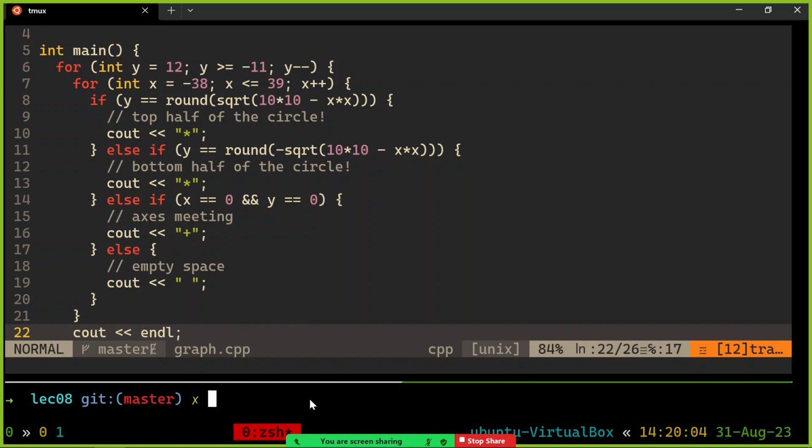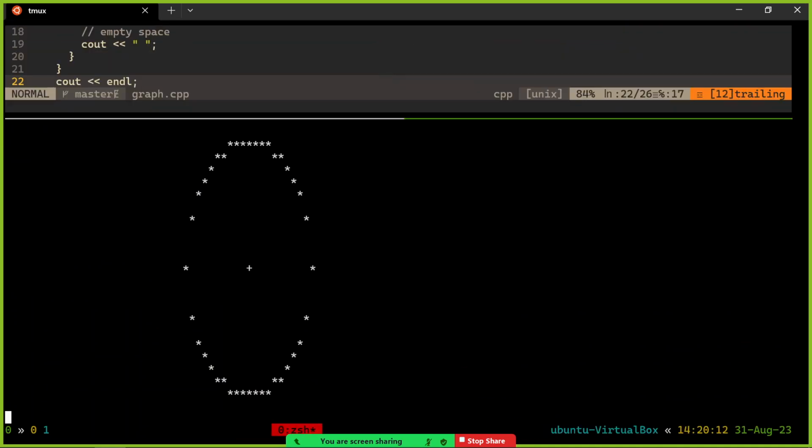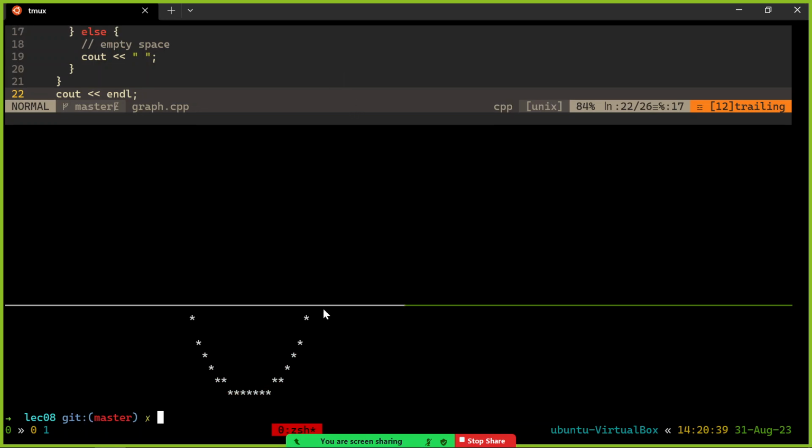That's the final code. And if I compile and I run, I get a beautiful circle displayed. Wow, look at it. Stars and plus for the axes meeting. And so every time we're within the body of that innermost for loop, we're printing a single character. It's either a star or a space or a plus. We need to print something so that we're ready to have the next coordinate in the next spot. Can't just print nothing, otherwise it'll all be jumbled together. Gotta remember those spaces. But that's the final output. Look at it. It's so pretty.